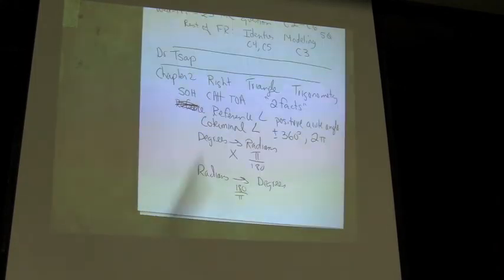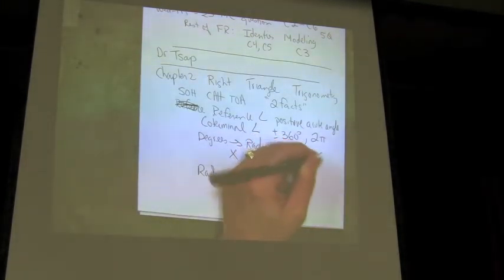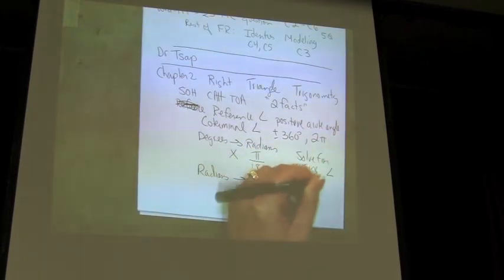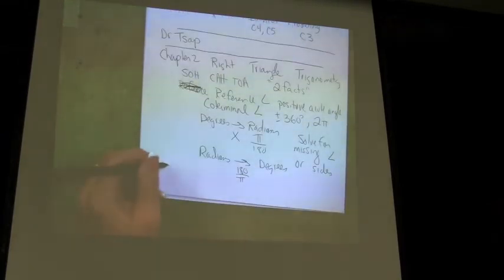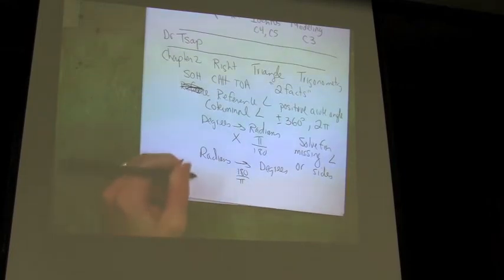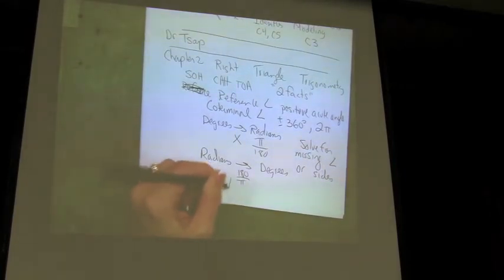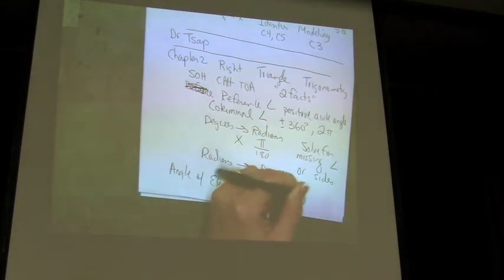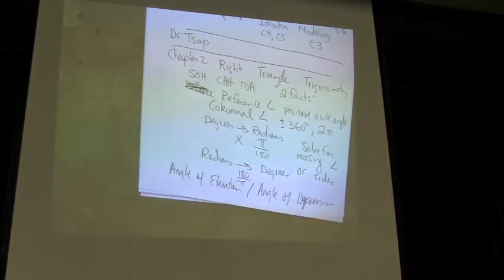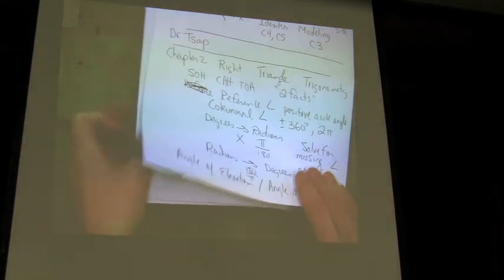So chapter 2: reference angles, coterminal angles, degrees to radians, radians to degrees, being able to solve for any missing sides and angles. The only tricky thing in chapter 2 sometimes had to do with when they talked about an angle of elevation or an angle of depression. And it's important that you know what that looks like.